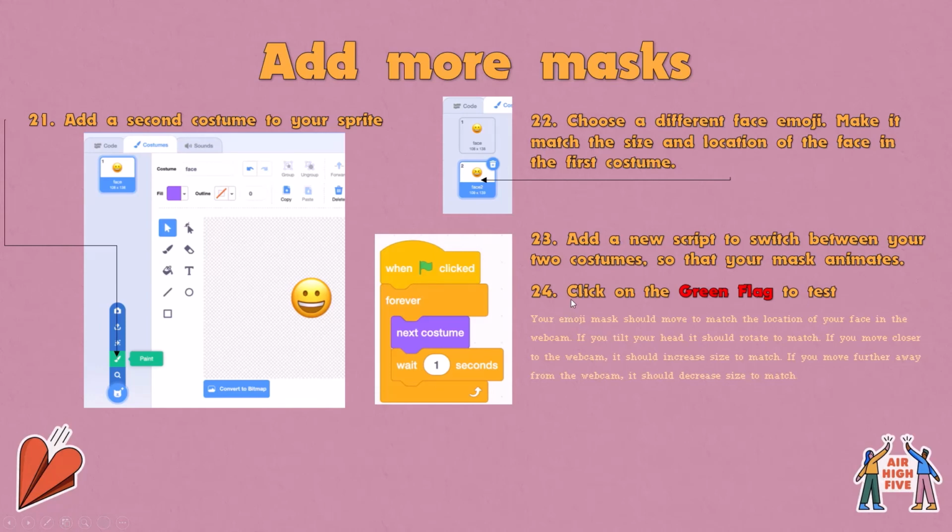We need to click on the green flag to test it, and your emoji mask should move to match the location of your face in the webcam. If you tilt your head, it should rotate to match. If you move closer to the webcam, it should increase size to match. Yeah, as we've seen before, you can understand that. So let me show you how to do it.